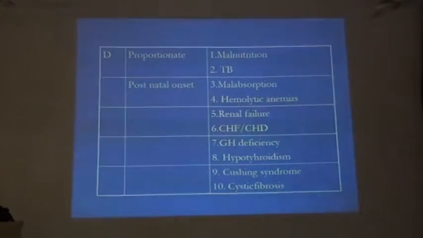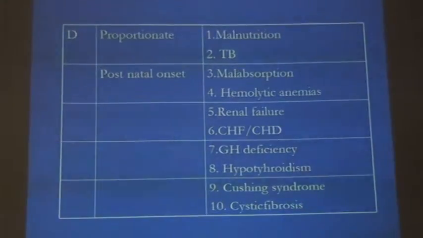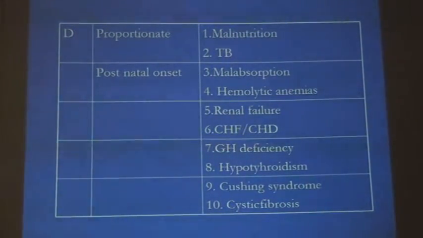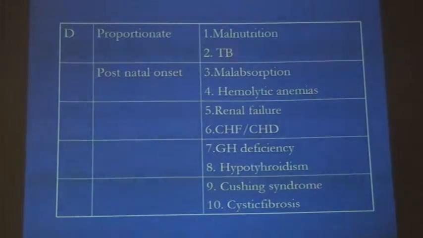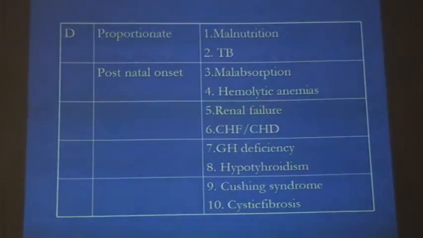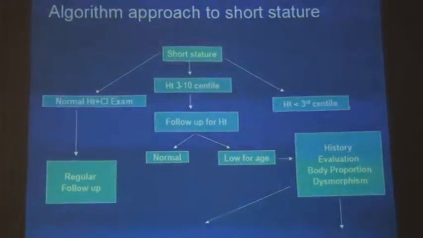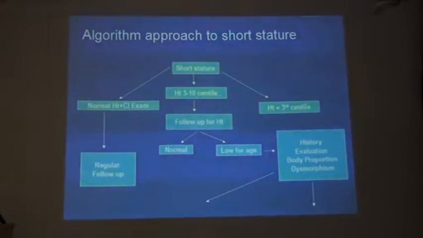Then proportionate postnatal onset of growth failure. These are treatable conditions like malnutrition, tuberculosis, malabsorption, hemolytic anemias, renal failure, congestive heart failure, congenital heart disease, growth hormone deficiency, hypothyroidism, Cushing syndrome, and cystic fibrosis. This is the algorithm one should follow while diagnosing a case of short stature.